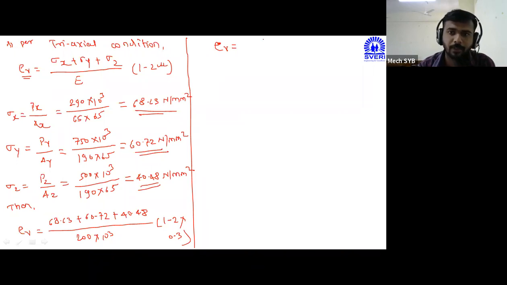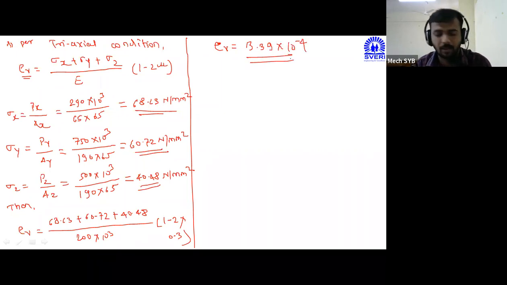3.39 into 10 raised to minus 4. I will write here 3.39 into 10 raised to minus 4. Others, please check your answer also. This is the volumetric strain from the triaxial condition, 3.39 into 10 raised to minus 4, as per the triaxial condition.